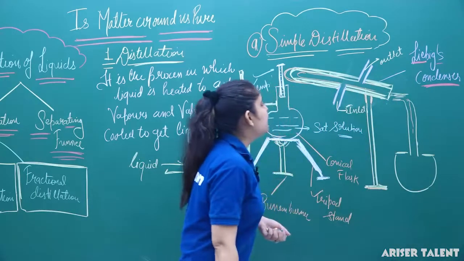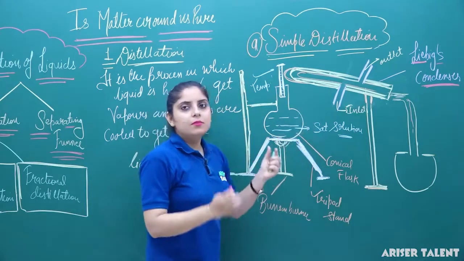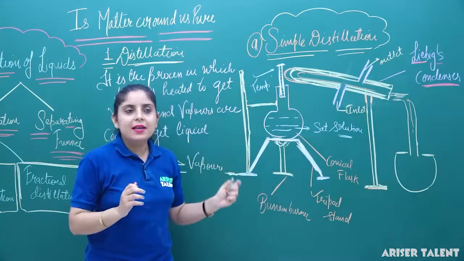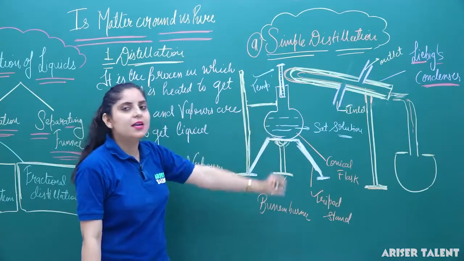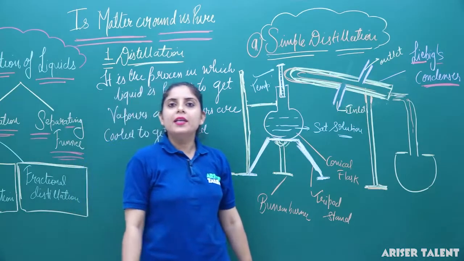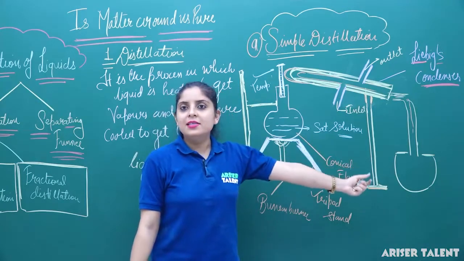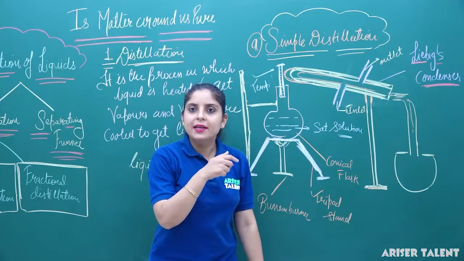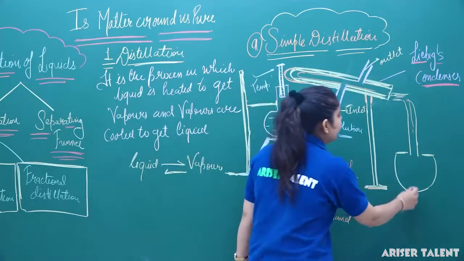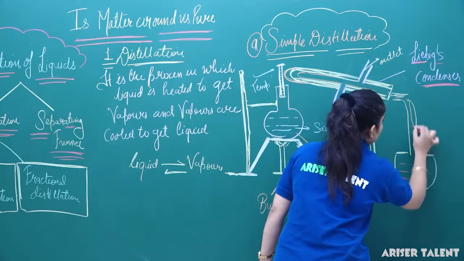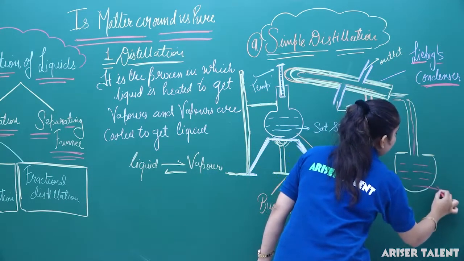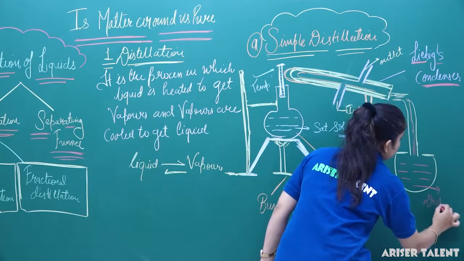Now from this condenser you can see that it is given support by using the clamp stand here, and from this condenser, after providing the water for inlet and outlet, you will get a distillate here. So the distillate should be collected in this part here. So in this part you will get the distillate.